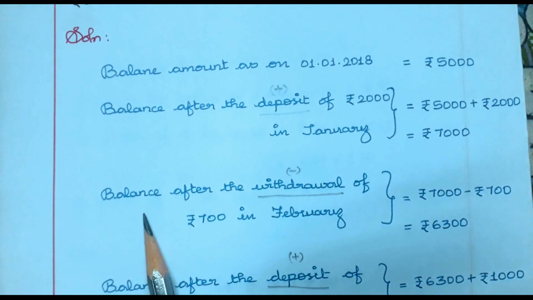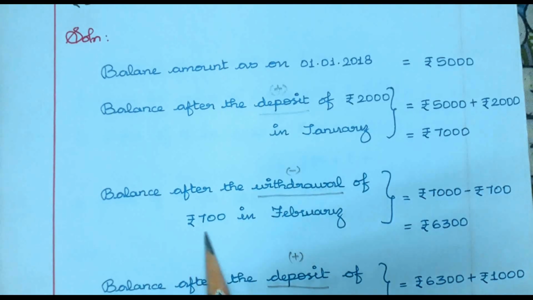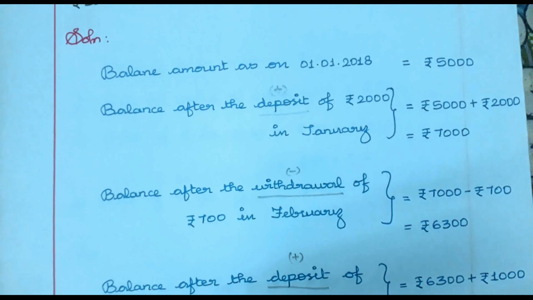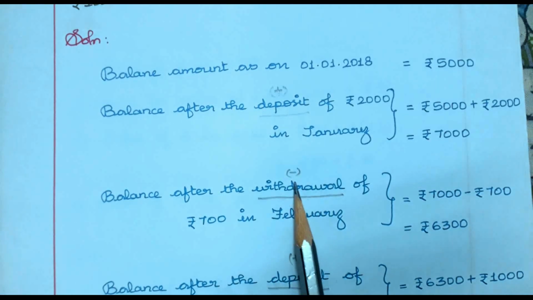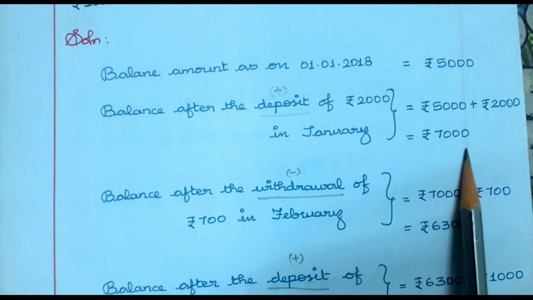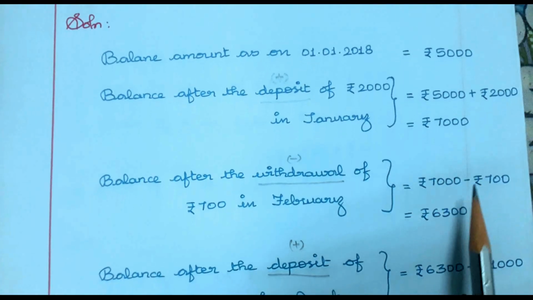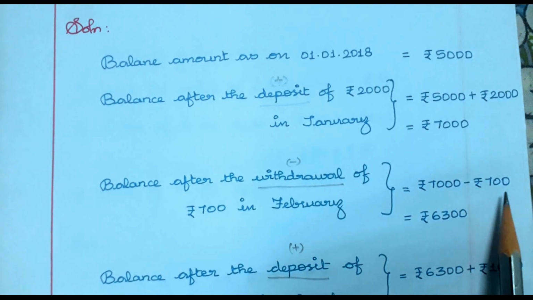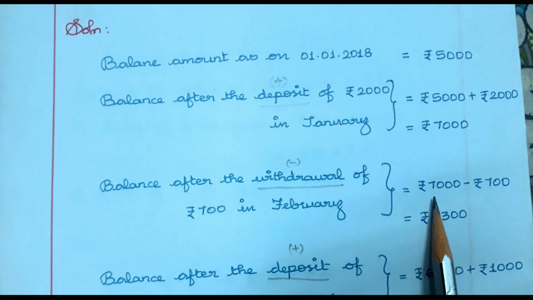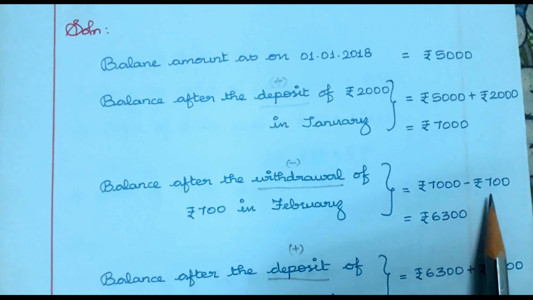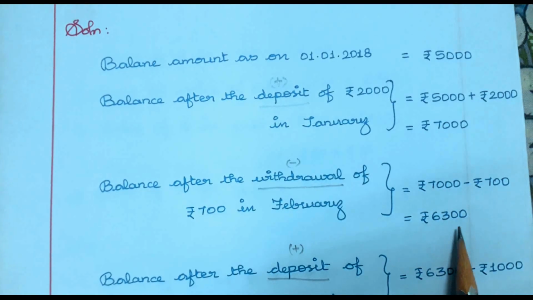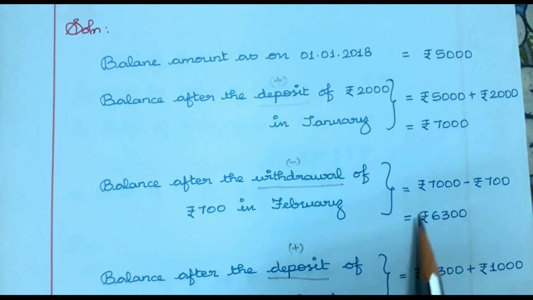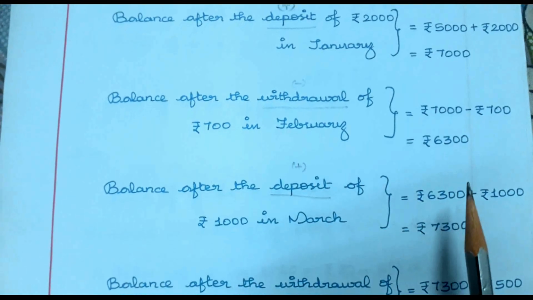Now balance after the withdrawal of rupees 700 in February. Again in February she is withdrawing some amount, that is rupees 700, from her account. So withdrawal is nothing but subtracting. Already she has a balance of rupees 7,000, from that she is taking out rupees 700. So we have to subtract. When you subtract 700 from 7,000, we will be getting 6,300. Clear? Now her balance becomes rupees 6,300.